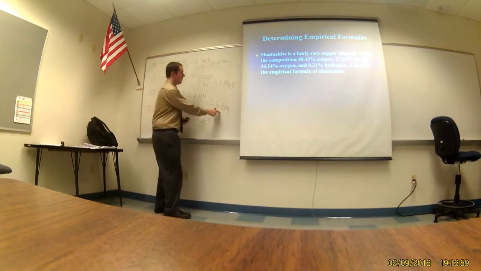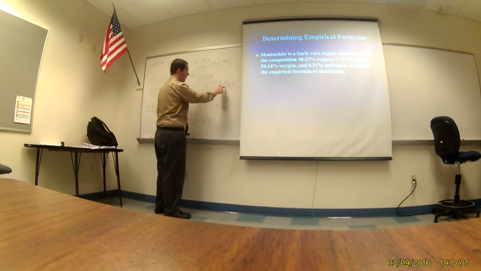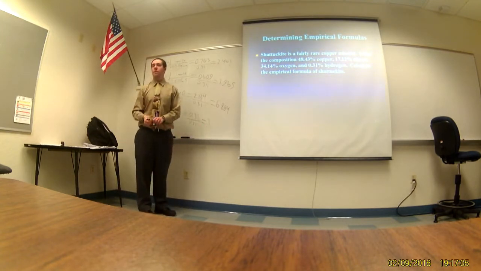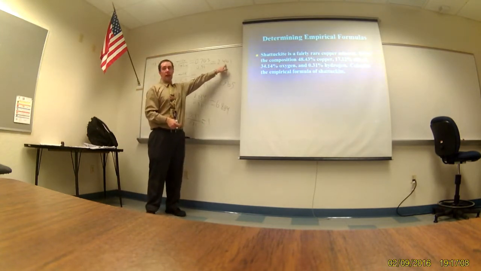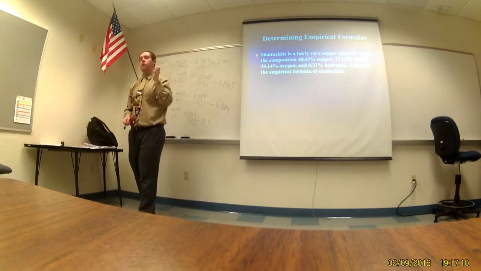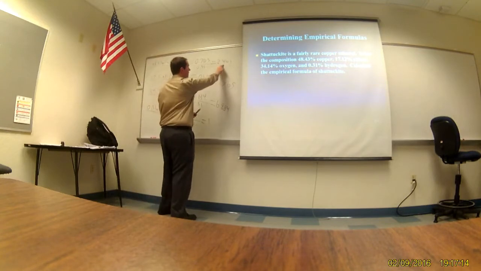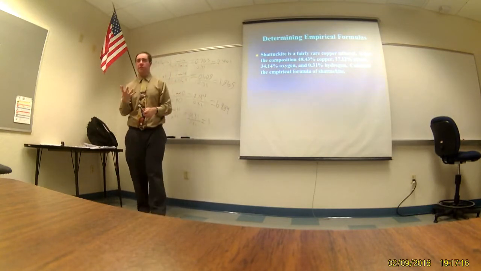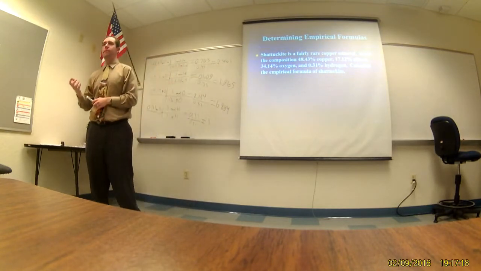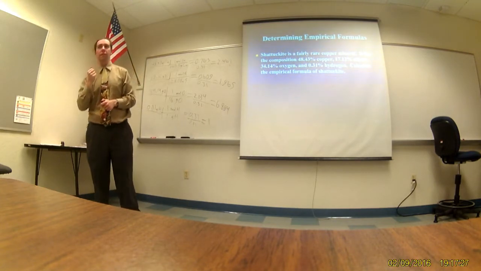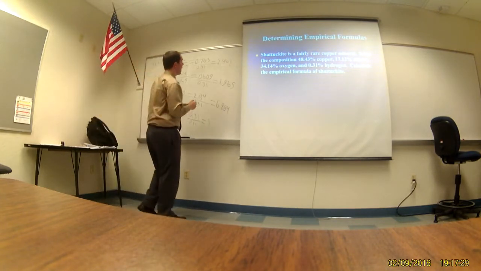So, we said that one's 2.5, that one's 2, that one's 7, that one's 1. But that one is clearly 2.5. We cannot have a subscript that's 2.5. So we have to multiply that 2.5 by something else in order to get it to a whole number. What can you multiply 2.5 by to get a whole number? 2. If I multiply 2.5 by 2, I'm going to get 5.